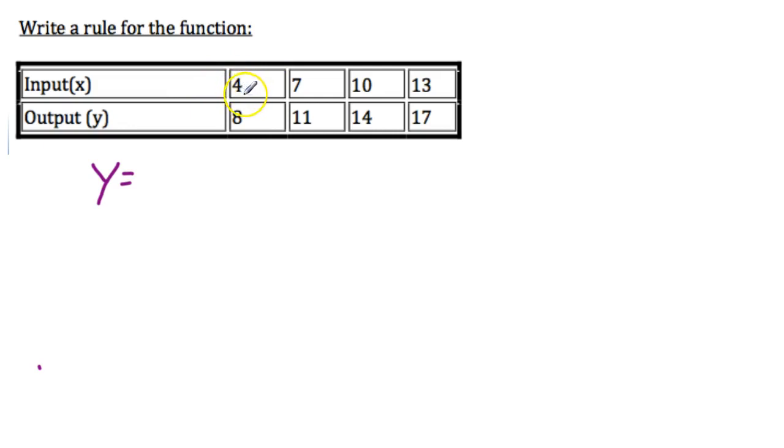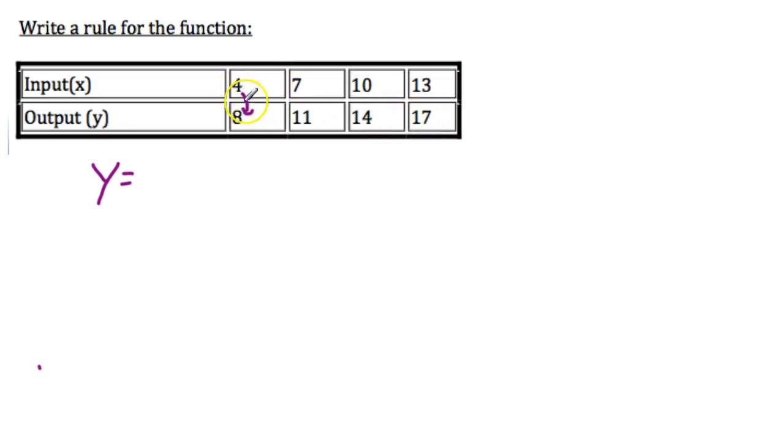I know 4 times 2 equals 8, right? So if I did 4 times 2 equals 8. Well, what about 7 times 2? Does that equal 11? No. 10 times 2 equals 14? No. 13 times 2 equals 17? No. So it can't be times 2.